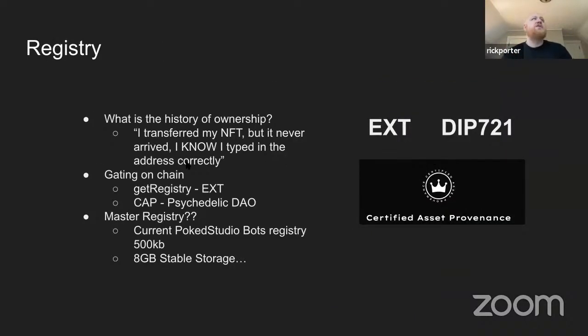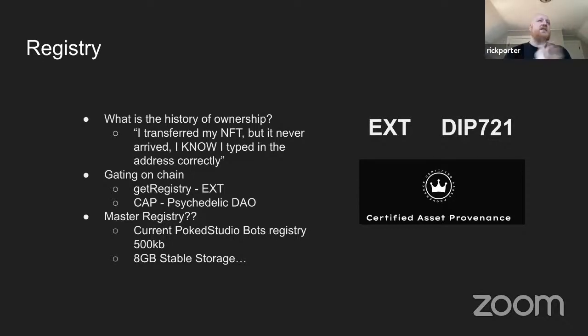The next part is the registry. Another part unique about the IC is that you can store the entire registry on chain and make it simple to display. And why do you need the registry? How do you actually have the history of an NFT? A common thing on Discover all the time is, I transferred my NFT, but it never arrived. I know I typed in the address correctly. I don't think they typed the address in correctly, but there's no way to prove it, right? So you need some sort of provenance with this.